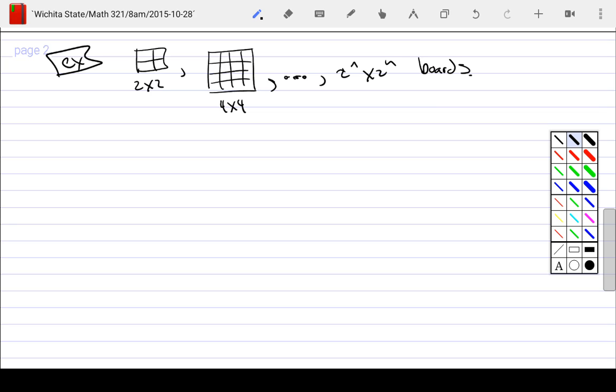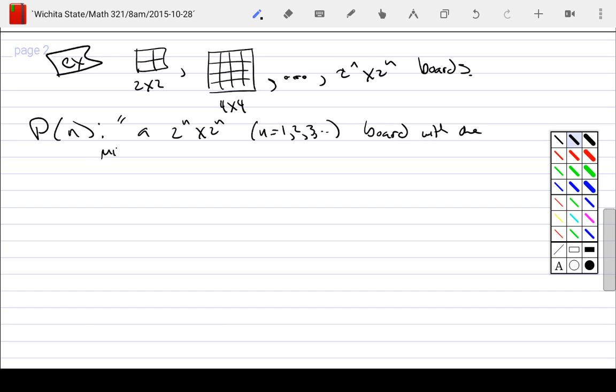My propositional statement is P of n. My propositional function is a 2 to the n by 2 to the n board, where n is equal to 1, 2, 3, with one missing piece, can be tiled by that particular shape. So if it's 2x2, 4x4, 8x8, I don't care as long as it's a 2 to the n by 2 to the n shape. If I take one piece out, I'm guaranteed that I'm going to be able to tile it with these little L-shaped tiles.